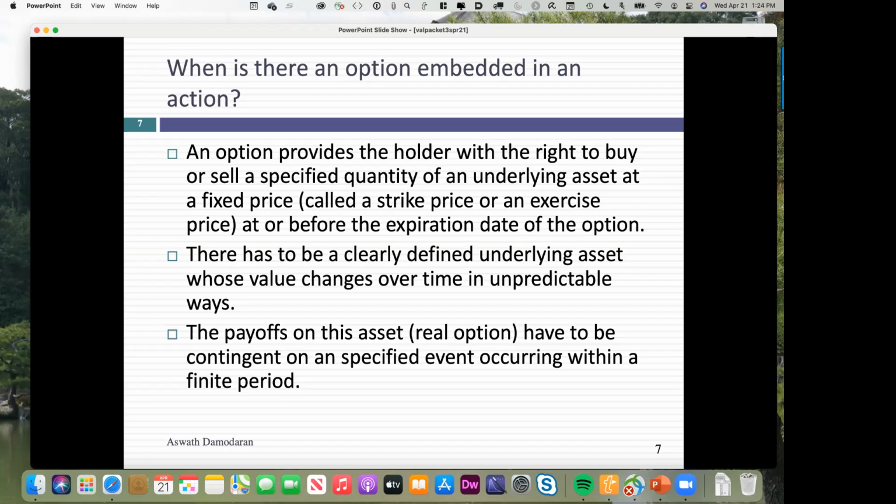So for something to be an option, there has to be an underlying asset. An option cannot live on its own. So when somebody says, I have a real option, my first question is, what's the underlying asset? And if they can't answer, I'm walking away. So there has to be an underlying asset. And the payoff has to be contingent on something happening. Like what? S gets greater than K. The value of oil exceeds the cost of the oil you have in the reserve.